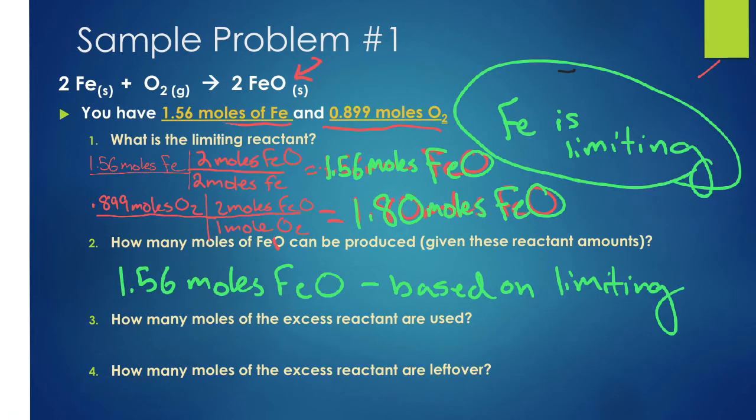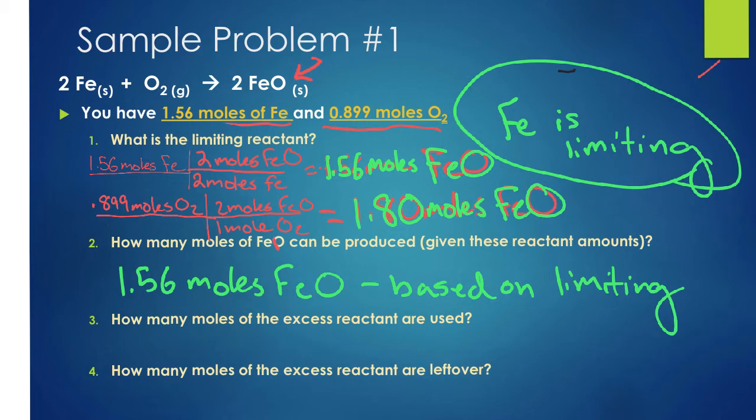All right, so doing the problem, we compared both reactants and how much we started with to the product, and we're looking at the products and we're saying, okay, the first one, iron, can produce 1.56, the second one, oxygen, can produce 1.80, so which one's limiting? Well, it's the iron that's limiting. It's the one that runs out first. And again, the limiting one is the one that determines how much can be produced, so we know only 1.56 moles of iron oxide is going to be produced in this reaction.